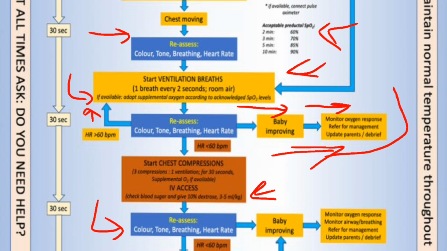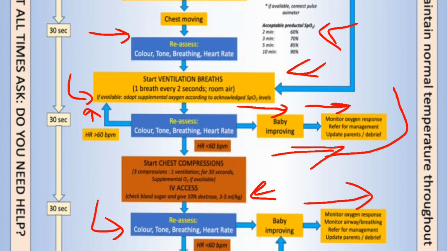So if the baby is improving, then you start just monitoring oxygen response, monitor airway or breathing, and if there is any need, you can also refer for management, and also update parents and debrief them. Okay, so that's how you do it.